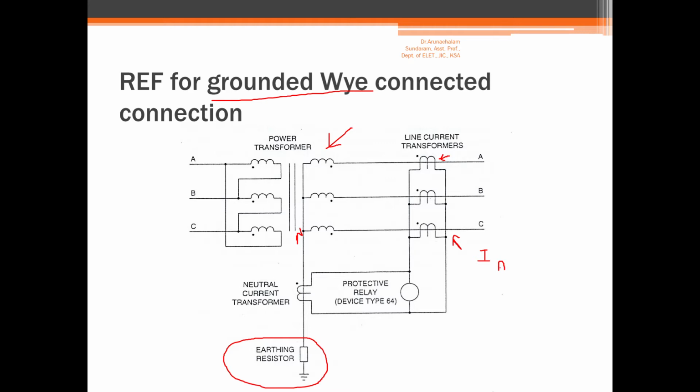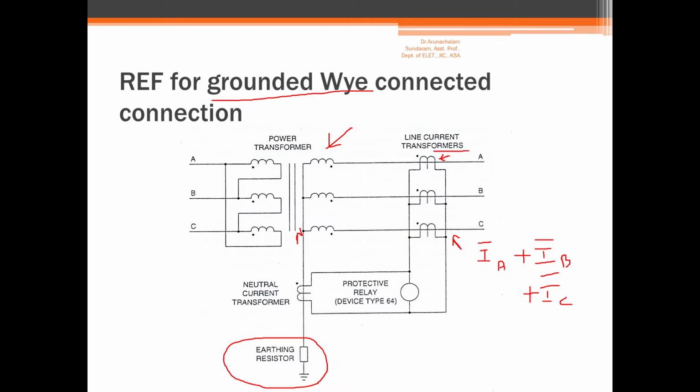Remember, it is not the magnitude of the current. These current transformers, if they are connected in parallel to the transmission line, will measure the phasor value. Phasor, that is why I draw a line on top of the current. So the phasor value of the current. So the sum of the three currents, IA plus IB plus IC, is measured by the line current transformers.